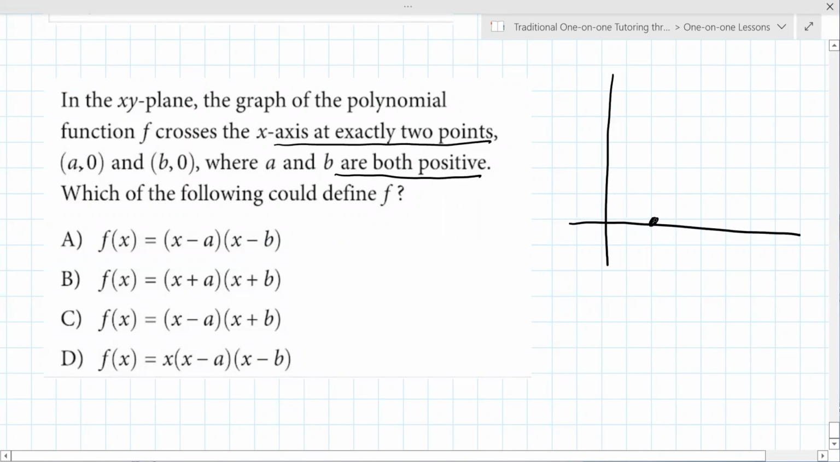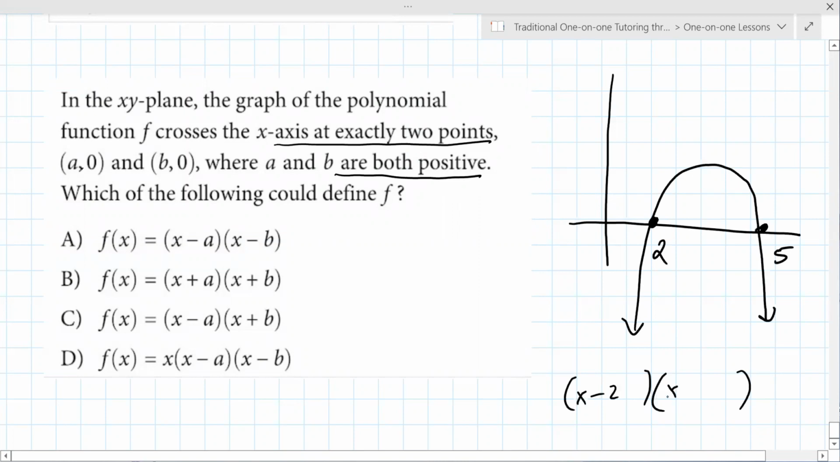So that means it crosses over here. Let's just say it's 2 and 5. What would you write in parentheses for 2 and 5? x minus 2 and x minus 5. Exactly. So you want to replace those with a and b. So B and C are not the answer.